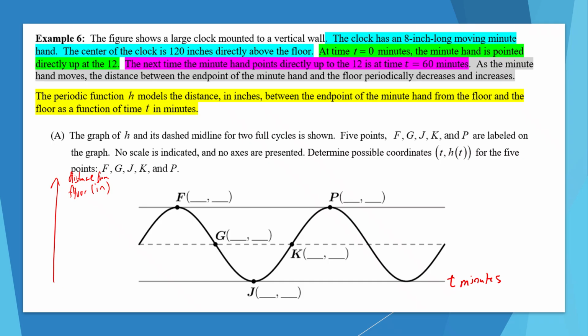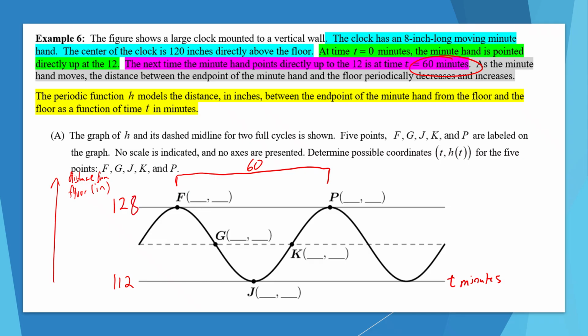All right. Number 2, label your diagram if you're given one. We kind of did that already, so I'm going to skip that step. Step number 3, find your period. And so this is how long does it take for one cycle to be completed. That was 60 minutes, so I'm just going to label that 60 there. Step number 4, find your min and your max and label them on your y-axis. So we learned that our min was 112 and our max was 128.